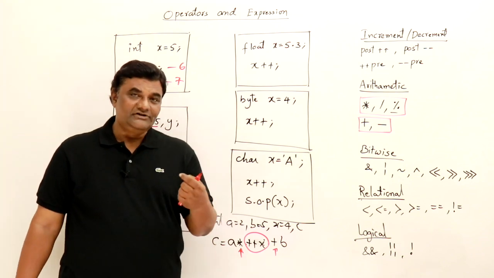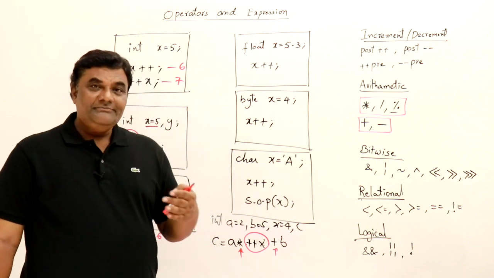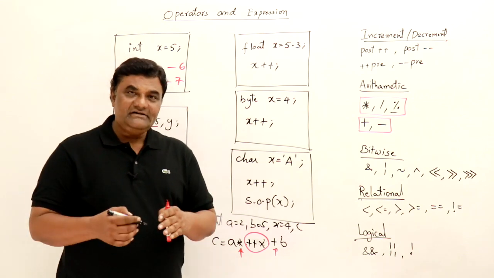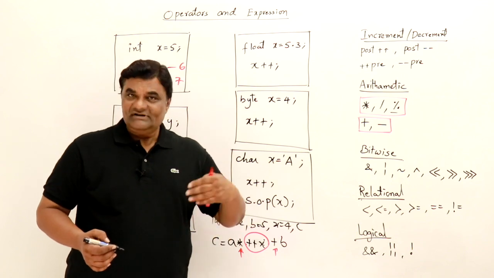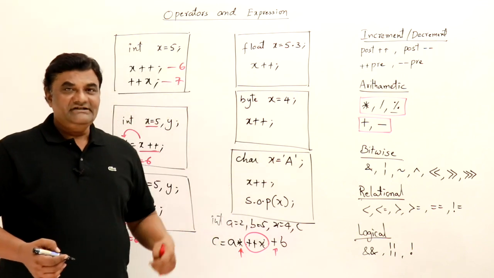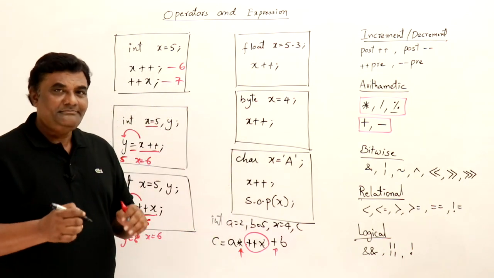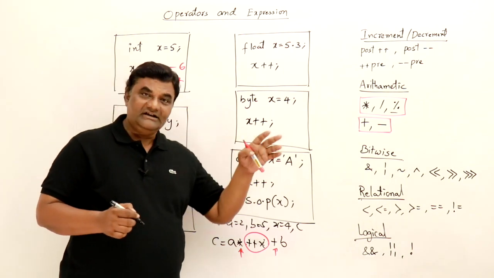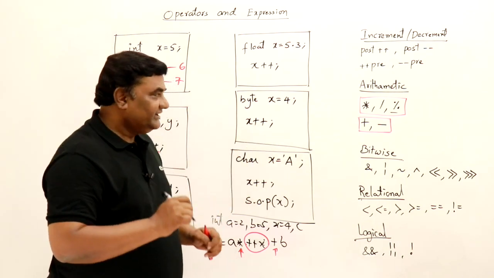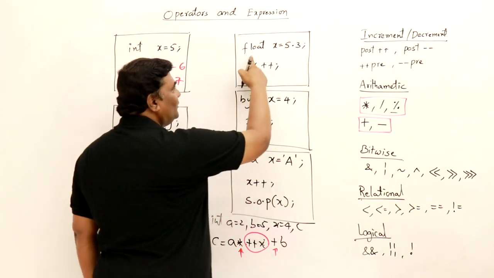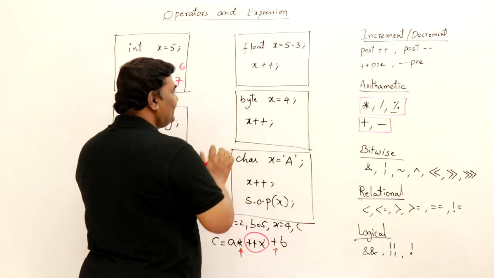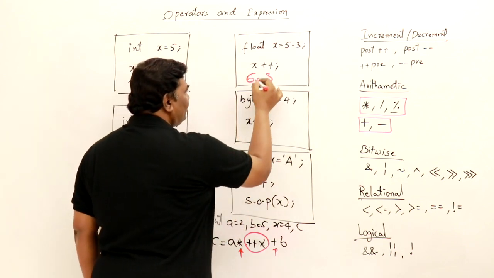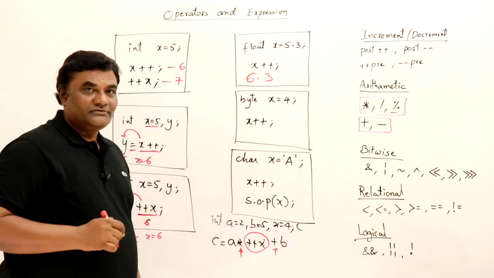In an expression, wherever you are using that variable, if a pre-increment is used, then it is incremented first, then the value is utilized. For post-increment, first it is utilized, then the value is incremented. So this is the difference between pre and post increment and decrement operators. Now a few more things. Here I have a float, x++. The float is 5.3, so x++ will make it 6.3. So it works on floats also.